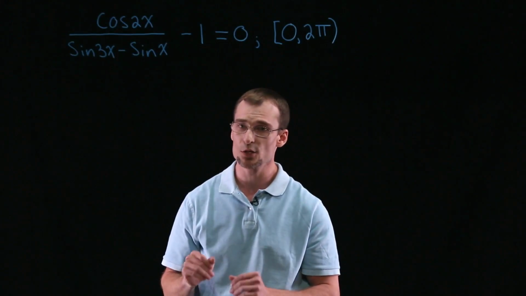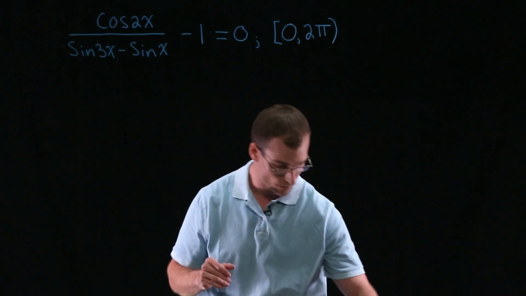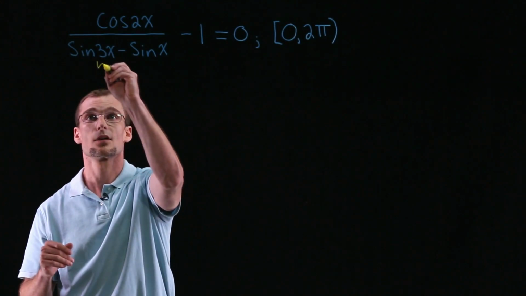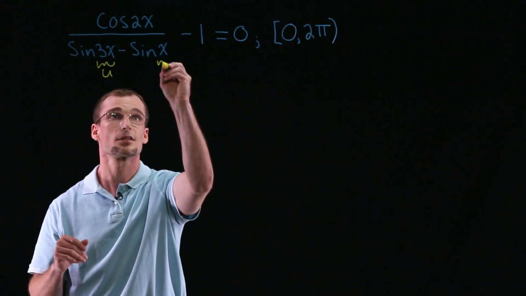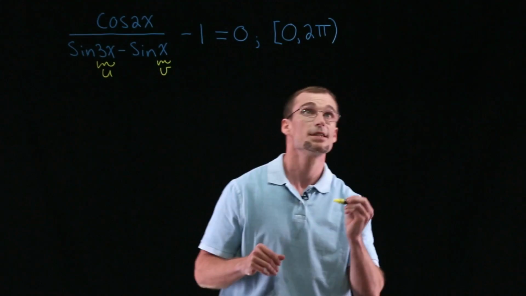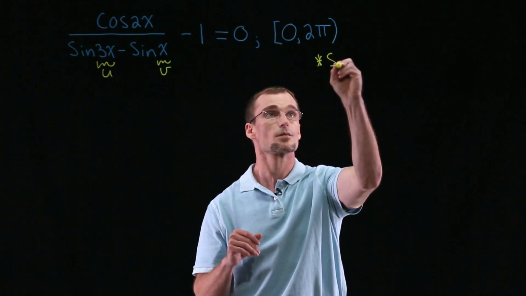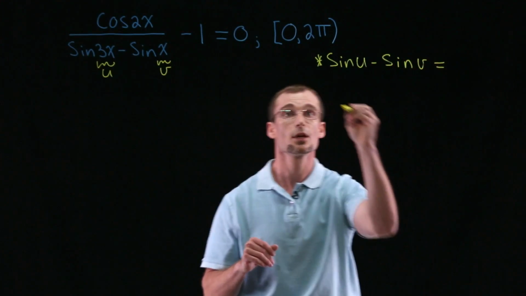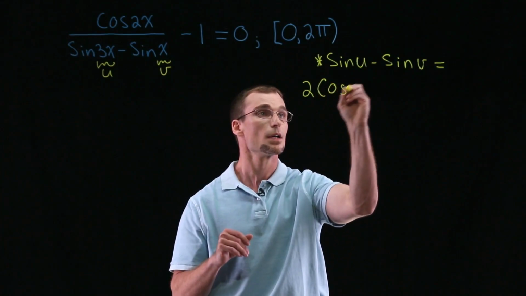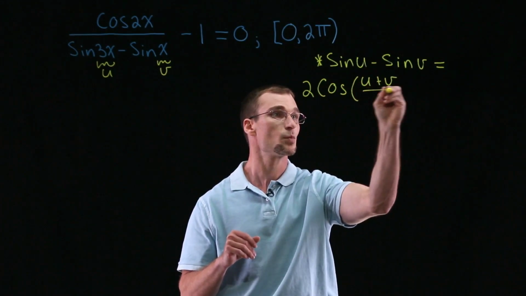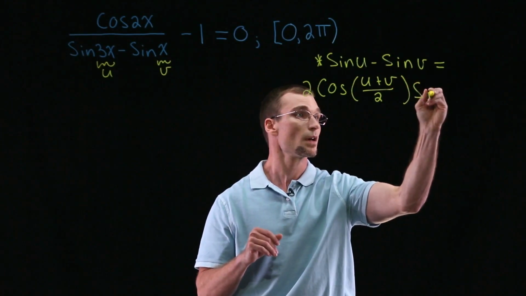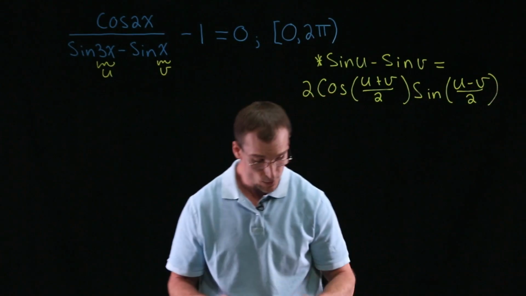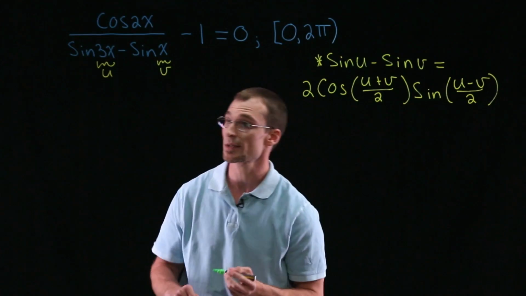So we'll leave cosine 2x alone for just a moment, and we'll focus on the denominator. In the denominator, we have a difference of sines: sine 3x, or sine of u, minus sine of x, or sine of v. So we have a difference formula: sine of u minus sine of v is equal to 2 times the cosine of (u plus v) over 2, times the sine of (u minus v) over 2. Like we said, starting with just the denominator, we'll try to simplify there.